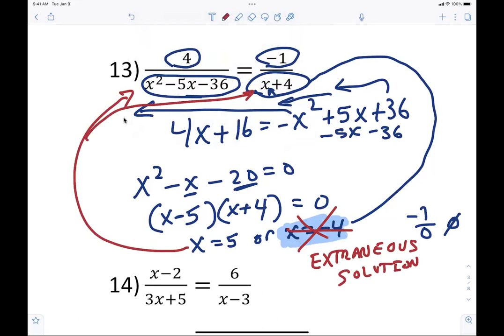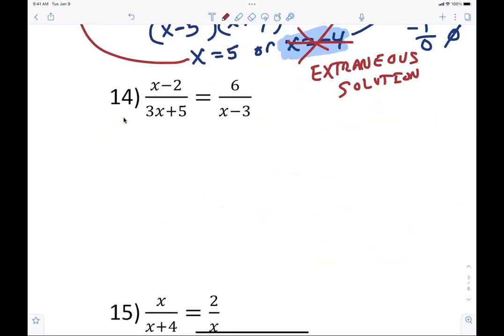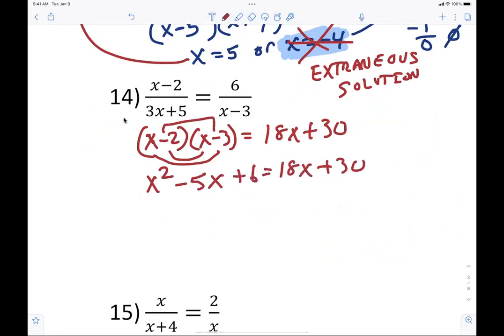All right. So let's try one more. All right. So here we go. Cross multiplying again. So we're going to multiply x minus 2 times x minus 3 equals 18x plus 30. Now, multiplying this out, x squared, do our smiley face, negative 2x, negative 3x makes negative 5x, and then plus 6 equals 18x plus 30.